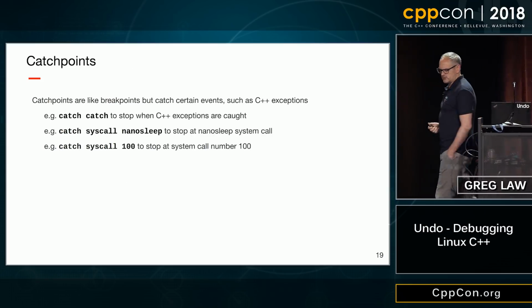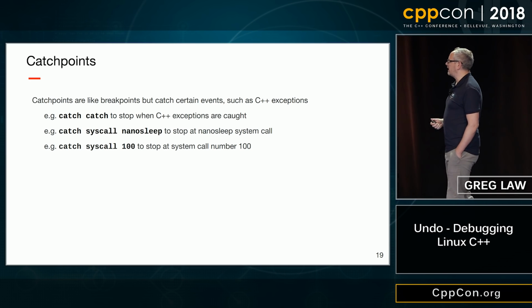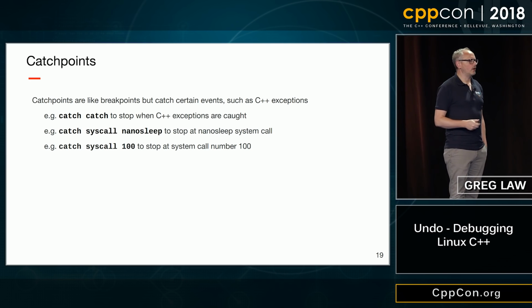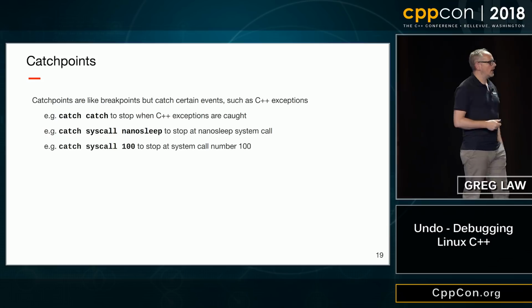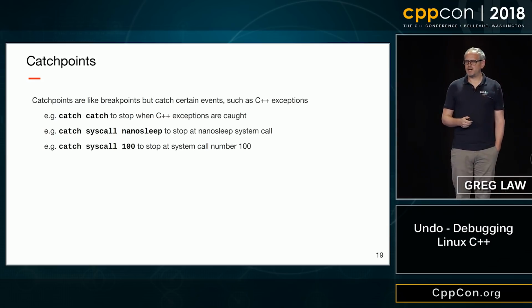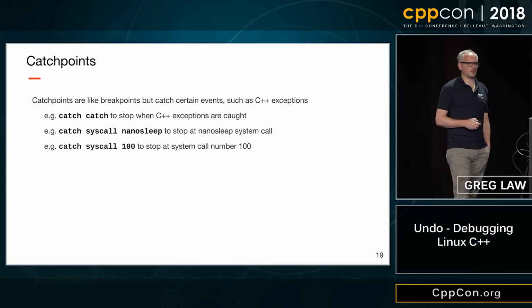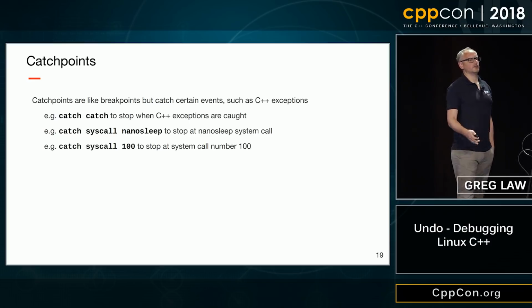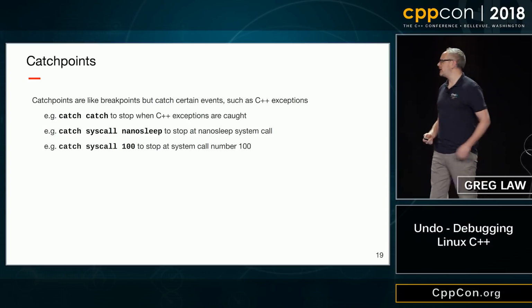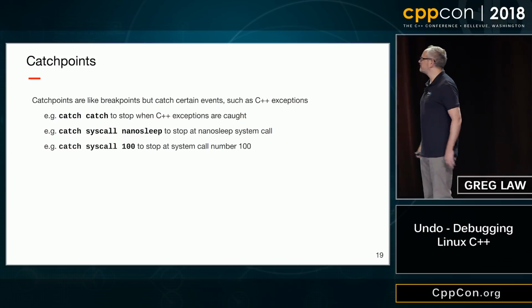Catch points are very cool. I'm not going to go into them in detail. They're kind of like breakpoints, but they stop on a nominated system call. If you say catch syscall, or you can catch exceptions, which also is useful. So kind of like breakpoints, but rather than giving a line of code on which to stop, they give some kind of condition, something your program might do on which to stop.